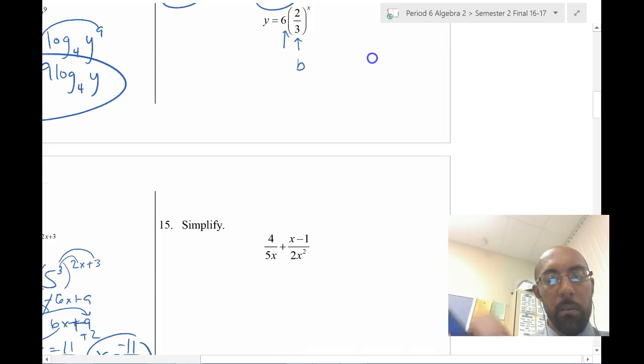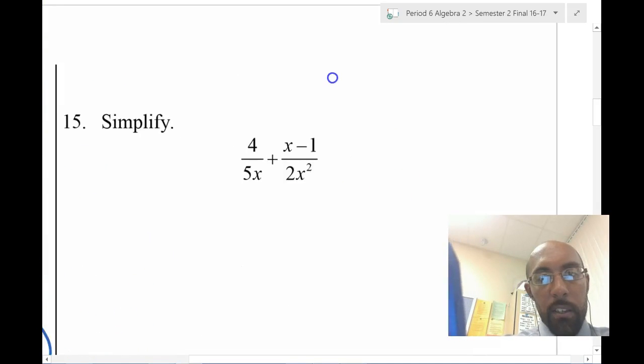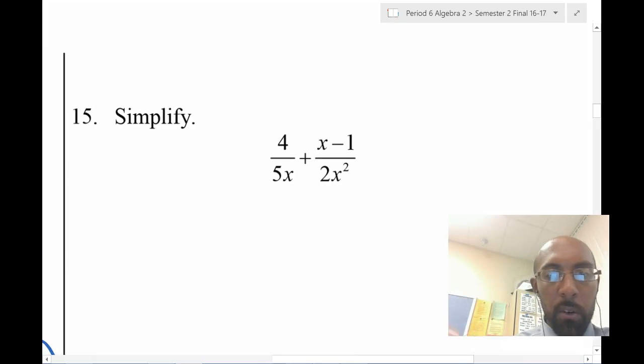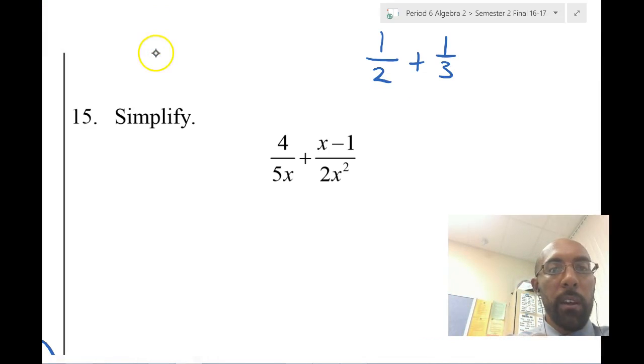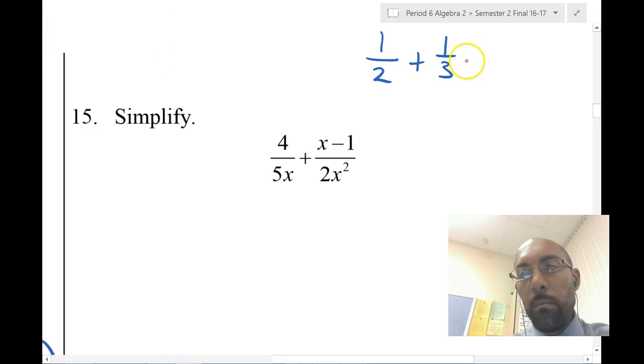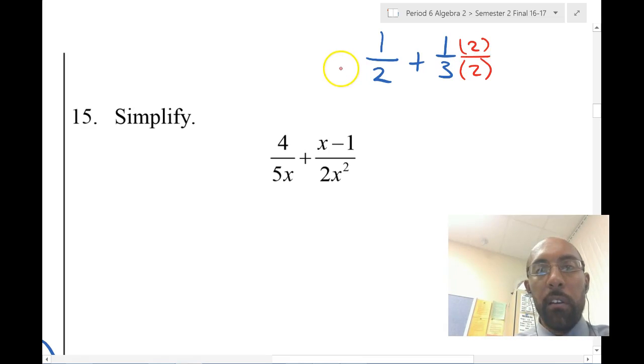All right, let's move up to number 15. Okay, so now we've got addition in the middle. With addition and rationals or fractions, let's take this back to elementary school a little bit. If we're adding two fractions and the denominators are not the same, well, we can't add them until they are the same. So on the right, I would multiply this times 2 in the denominator and the numerator. And then on the left, I would multiply this times the opposite denominator and numerator. So that's 3, I multiply 3 here, and that's 2, I multiply 2 here.